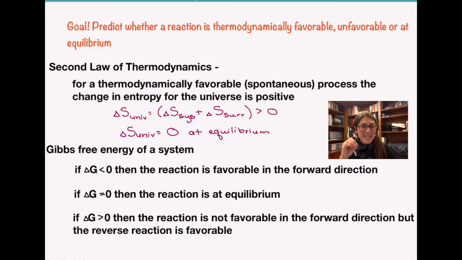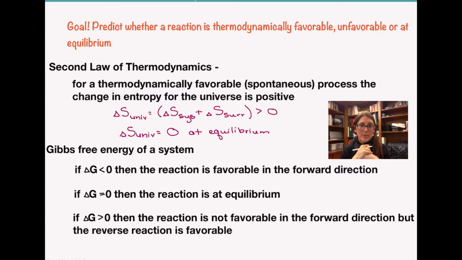The downside to this method, although it is always true, is that it's really hard to measure the entropy change of the universe. The universe is just a really big place, and while we might be able to measure our system, getting all of the surroundings and everything else around it is very challenging. We need a better way.